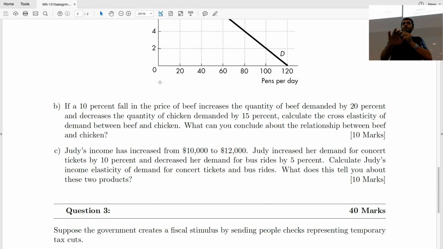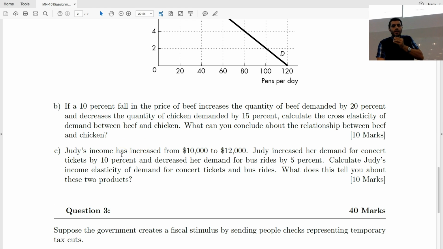The rest of this question is very straightforward if you can calculate elasticity. The price elasticity is the percent change in quantity divided by the percent change in price. The second question is, I think, cross elasticity. It's the percent change in the quantity of one product divided by the percent change in the price of the other product, and then the sign is meaningful. The sign will tell you the relationship between these two products. Go back to the lecture, and this will be very clear.